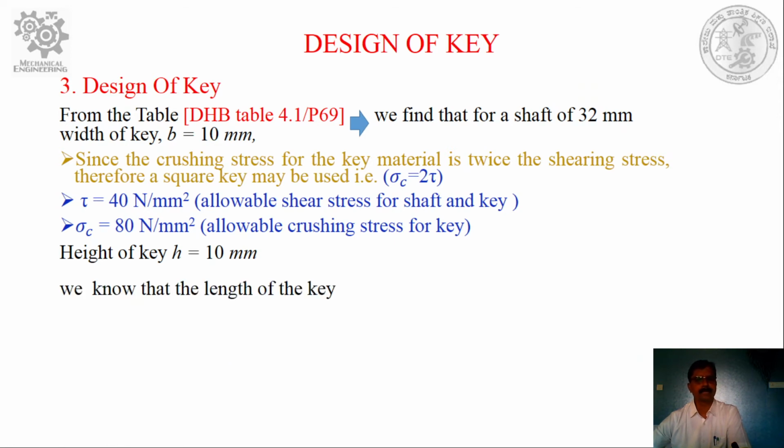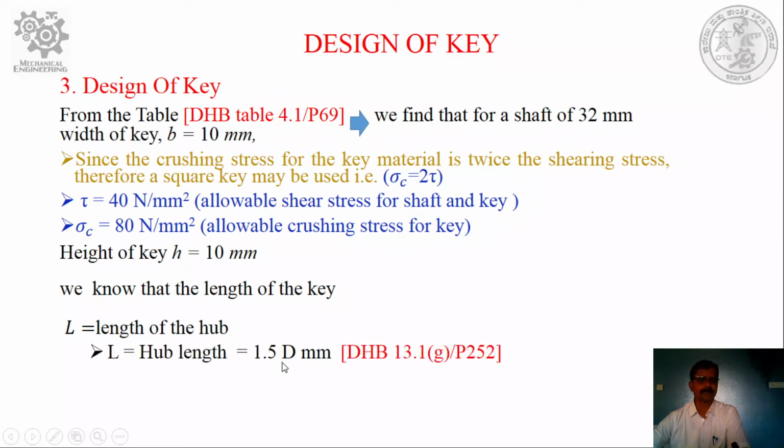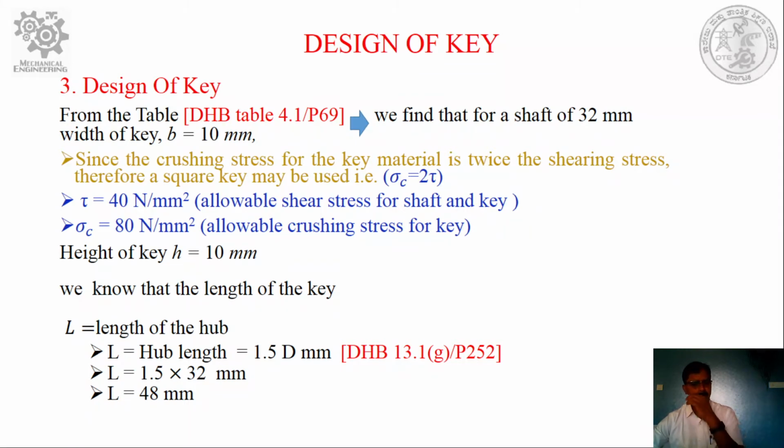We know that the length of the key is equal to the length of the hub. L is equal to length of the hub, which is equal to 1.5 into d millimeter, that is equal to 48 millimeter. After selecting the dimensions of the key from the table and calculating the length of the key with the empirical relations, you check the induced shear stress and crushing stress in the key.